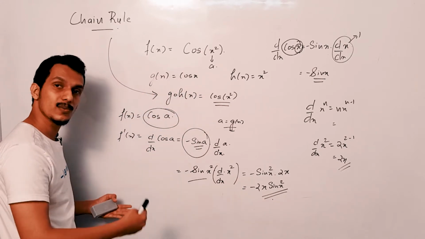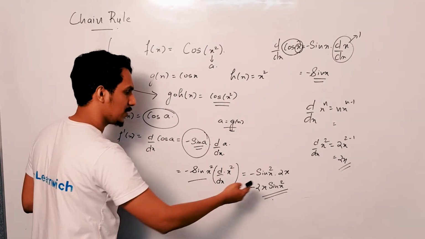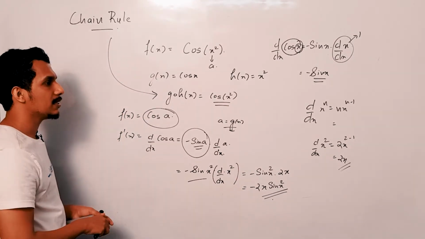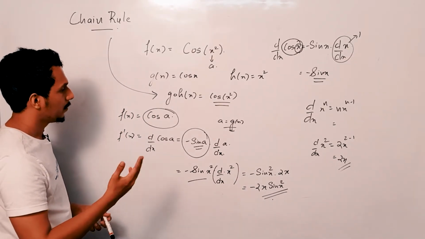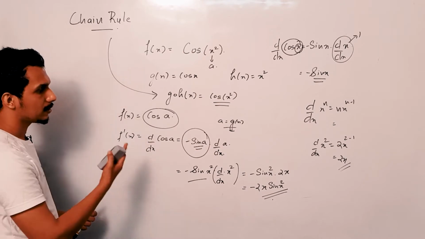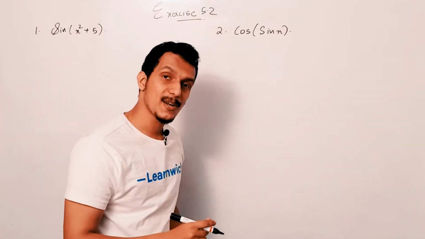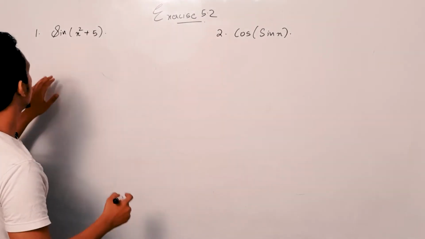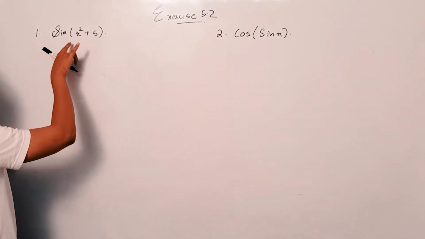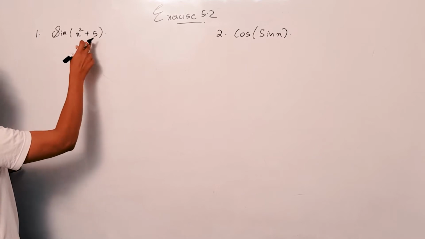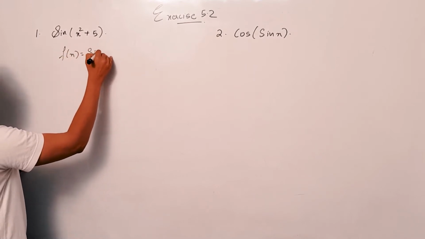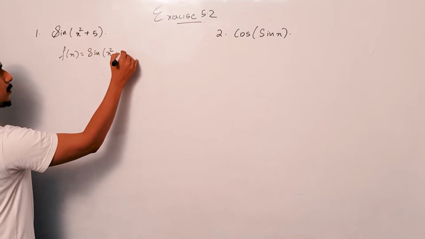There may be cases where you can see multiple functions, not just 2. There will be more than 2 functions. So we'll deal with such questions. So we'll do that in exercise 5.2. Till then, please write. Okay, so let's start with question number 1 of exercise 5.2, which says the function is given as sine of x square plus 5. So let's say f of x is equal to sine of x square plus 5.